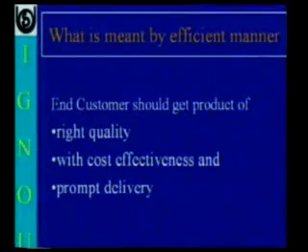Now, what do you understand by an efficient manner? Efficient manner means the end customer should get the product of right quality with cost effectiveness and prompt delivery. Right quality means whatever quality is defined should be conformed to by the product. Cost effectiveness means the price paid by the customer should be cost effective. Similarly, prompt delivery: whenever the customer desires the product, he should get it. Otherwise, he is not going to wait.